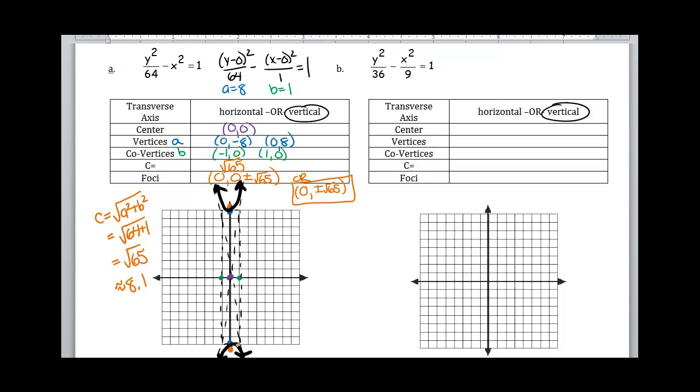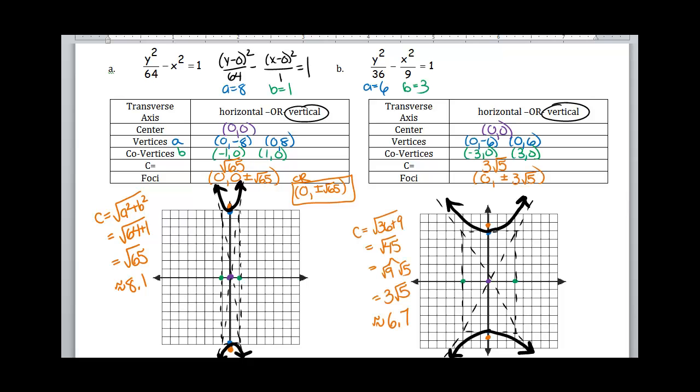At this point, please pause the video and complete example B. Please now check your answers with mine. And again, notice 36 was the first one underneath y, and that's why it was vertical, and that's why I moved up and down 6 units from my center to get my vertices. Since 9 was second, making b a value of 3, I moved the other direction horizontally 3 units from my center.